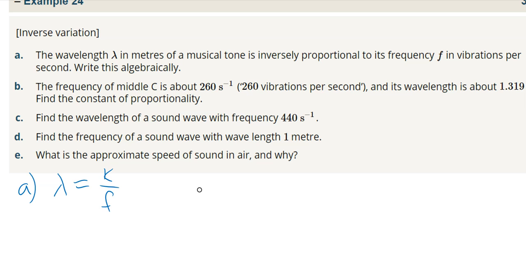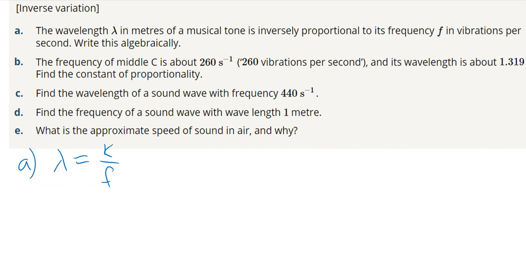Now the frequency of middle C is about 260 vibrations per second. Why have they said s to the -1 there? Yeah, because it's per second. Per is something divided by. So that's exactly right. Saying 260 per second is like saying 260 over s, and that's like saying 260 times s to the -1. Because if I take a thing from the bottom of a fraction and move it up to the top, then the power becomes negative. Whenever we switch bottom to top, the sign of the power switches. Not that it's super crucial, it's just something interesting to note.